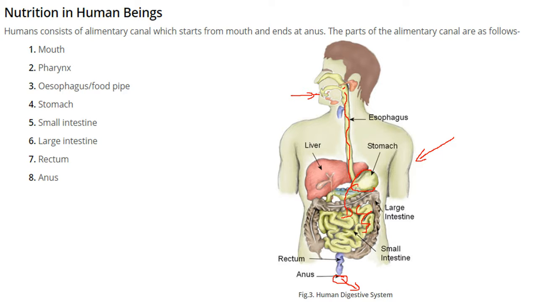Here all the juices are taken from the liver and from the pancreas, and the food is actually digested in the small intestine. The undigested food is given to the large intestine, and the large intestine sends it to the rectum, and this is the place after which the anus, the waste of the food, comes out. This is how nutrition happens in human beings.